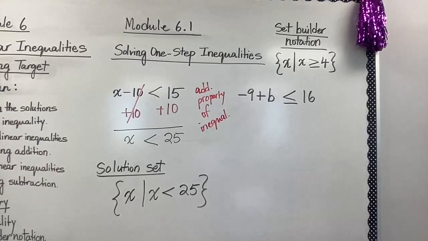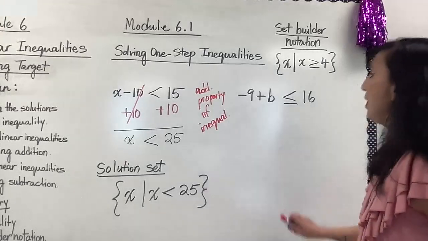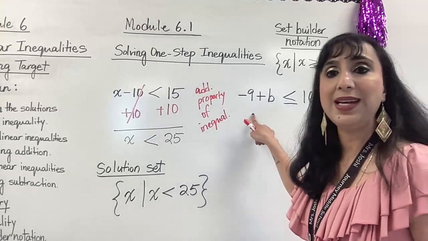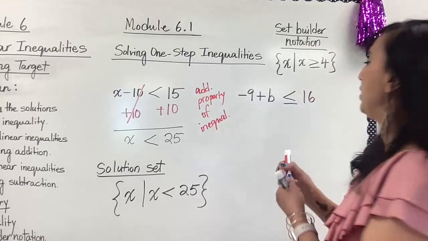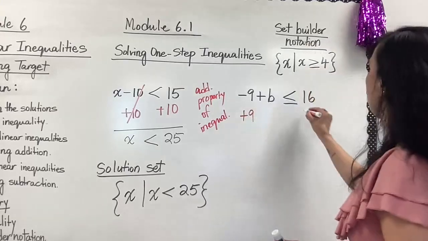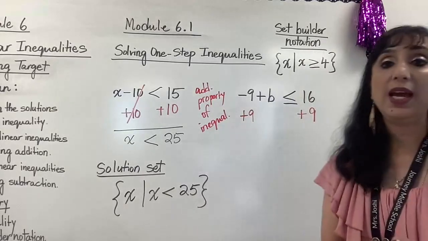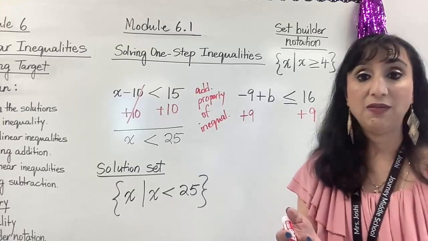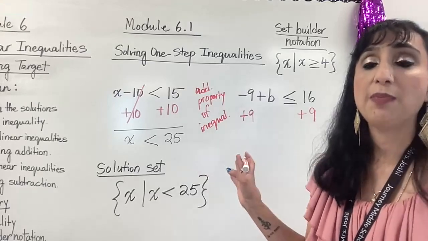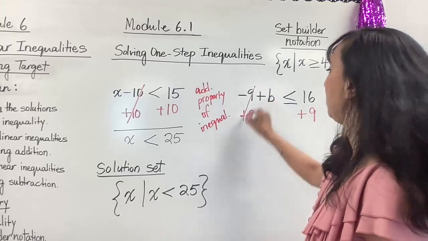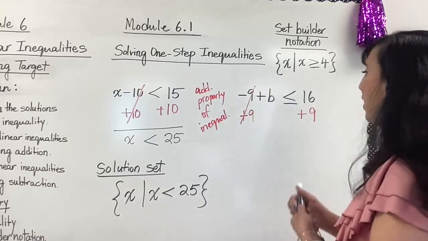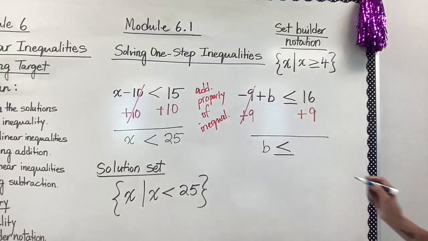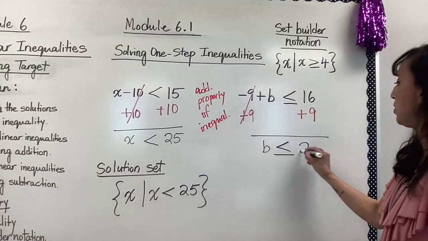Let's try the other one. Now in this case again, I have negative 9 plus b. So what is the inverse of minus? It is addition. So I am going to add 9 to both sides of the inequality, because once again, whatever I do on one side, I do the same thing to the other side, and we are using the addition property of inequality. So 9 minus 9 cancels each other out, and I have b is less than or equal to, and 16 plus 9 gives me 25.